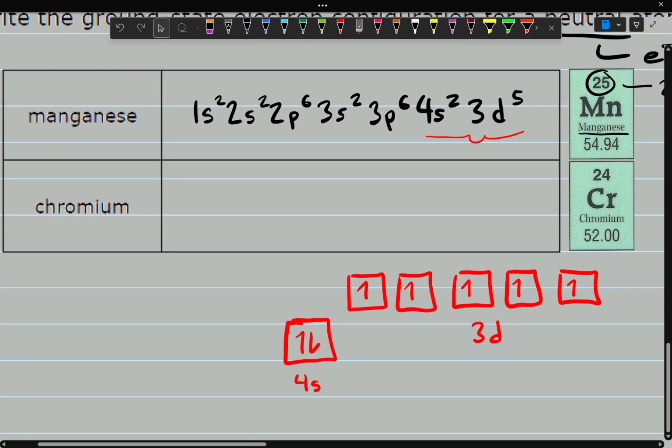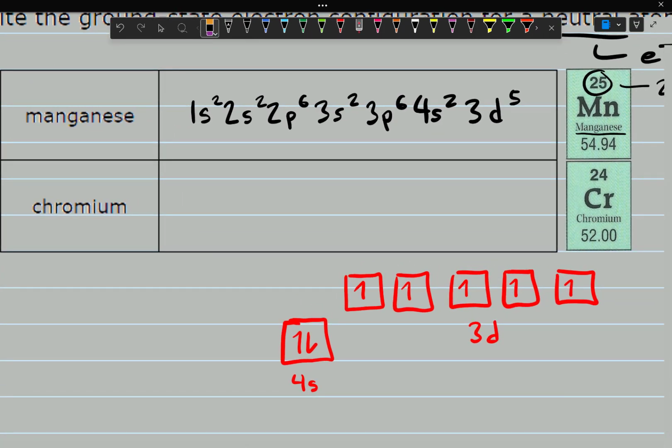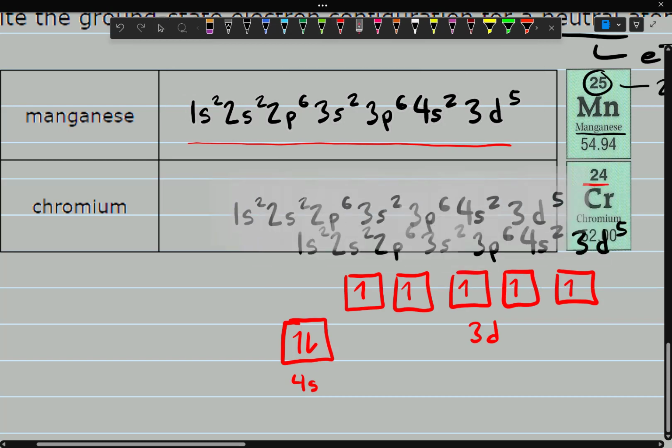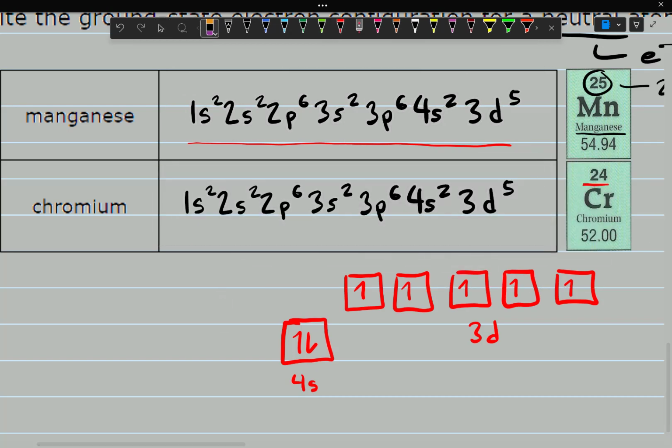Now if we move on to chromium, looks like this is going to be the exact same thing. I mean, if this contains 25 electrons and chromium contains 24, it might be tempting to just copy this and paste it in here and just remove an electron, like that. But that's wrong.